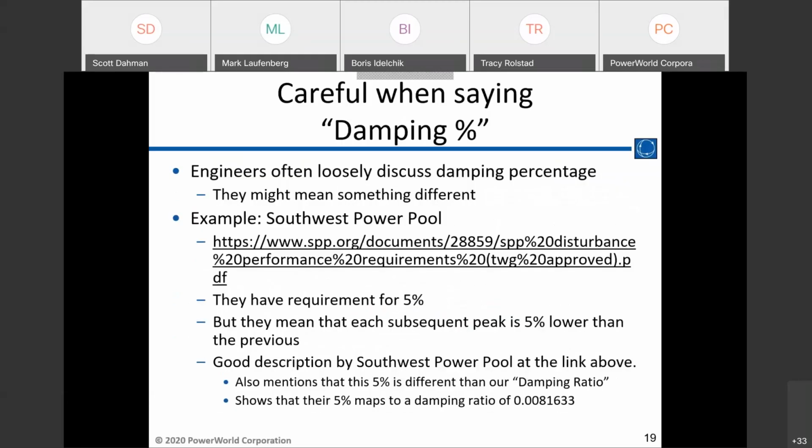One comment. Most of you are in WECC, so you're fine with this percentage. I got a little confused preparing these slides yesterday because I also go to NERC meetings, and other parts of the country and other engineers talk about a damping percentage, and they mean something different than this. It's not completely different. For instance, Southwest Power Pool has a document from 2016 that defines the requirement of what is a damped signal. And they say that it has to have a 5% damping factor percentage.